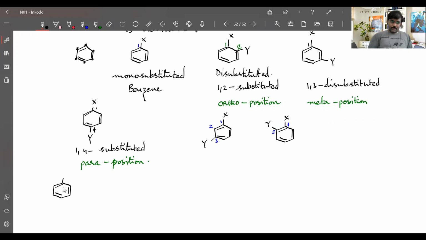So if I substitute like this, positions 1, 2, 3, now all 3 are substituted. Similarly, I can have another tri-substitution, like 1, 2, and 4 also can be present. So here it is 1, 2, 3 tri-substituted, and here it is 1, 2, 4 substituted. Tri-substitution happened there.